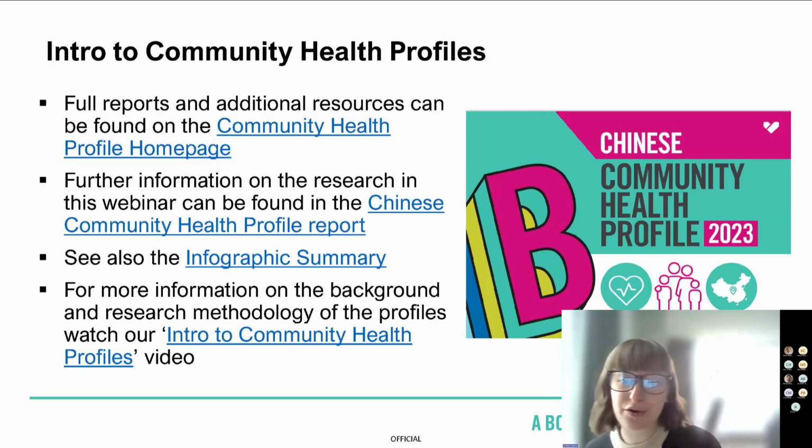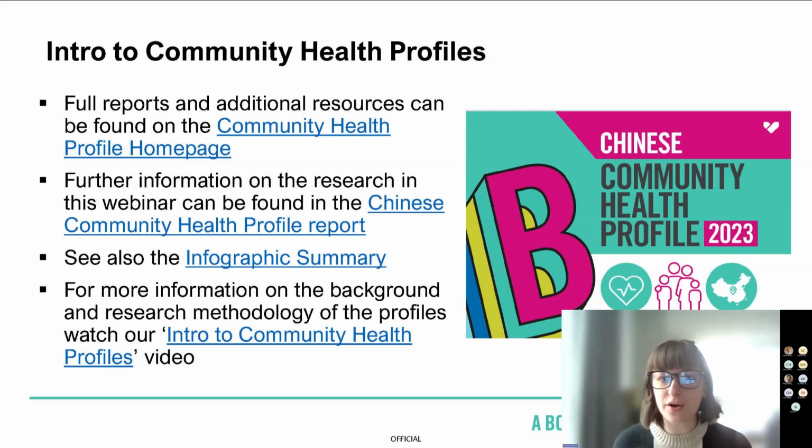Little bit about the community health profiles. For those that aren't aware of the profiles, I'm not going to spend more than about 5 minutes going over them, but they're a key set of resources that have been developed by the Public Health Division at Birmingham City Council over the last couple of years. The Chinese Community Health Profile is one that we've launched in the last couple of months. These reports look at summarising the physical health, the mental health, the lifestyle, the behaviour, and the wider determinants of health-related issues in a specific community across the life course.